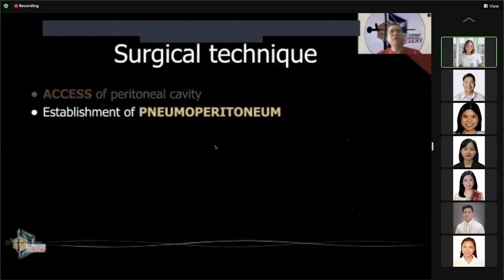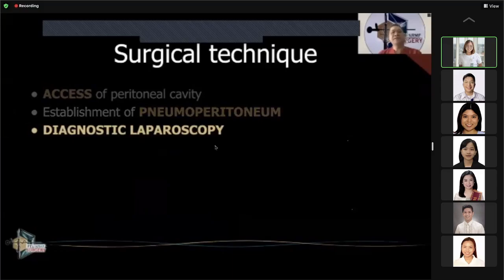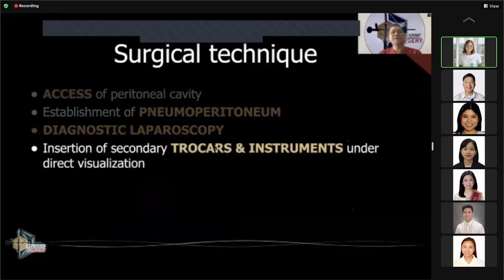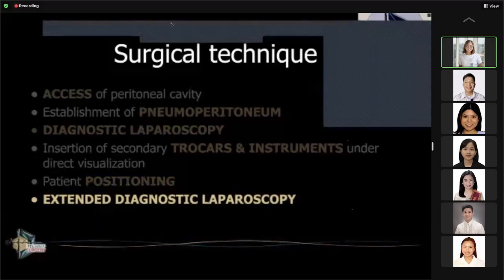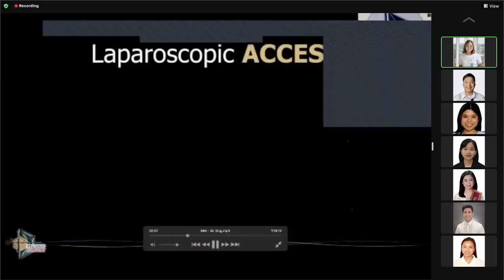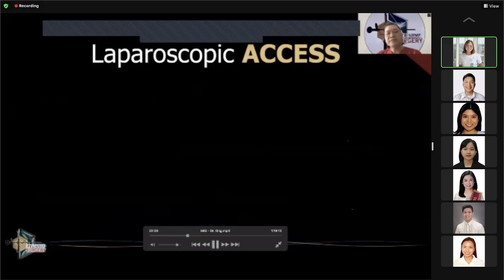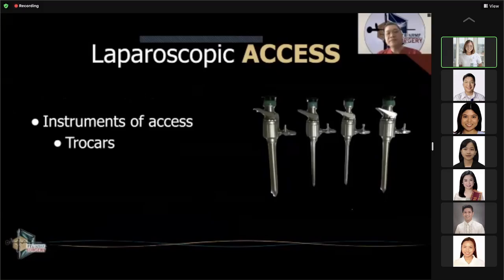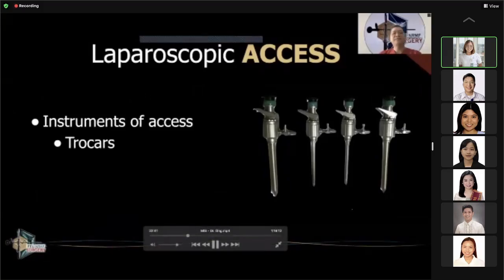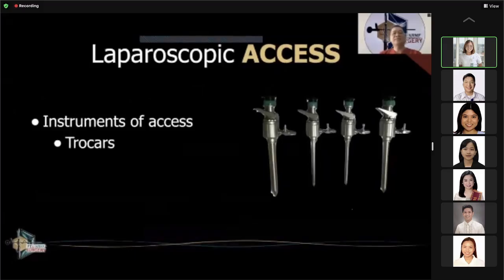Surgical technique. You need to gain access, create pneumoperitoneum, do an initial diagnostic laparoscopy, insert your trocars for access of your instruments, and position your patient. So you have to do all of those things before you start the operation, unlike in open surgery, where you just cut the abdomen and proceed with the surgery. So access is the most important part of the technique. It is during this time that more than 50% of injuries happen.